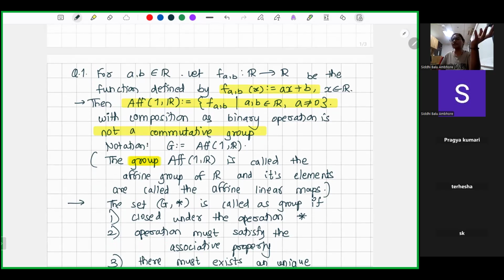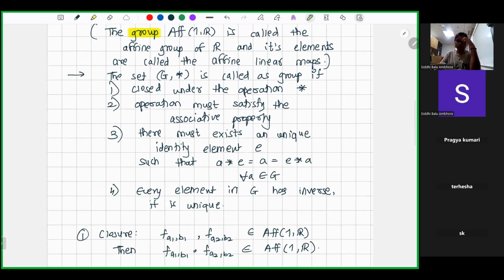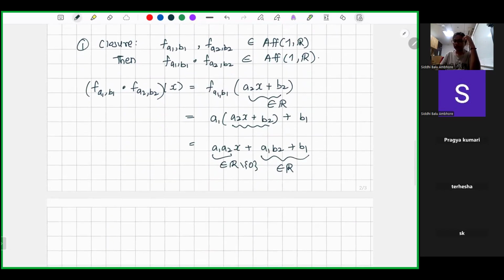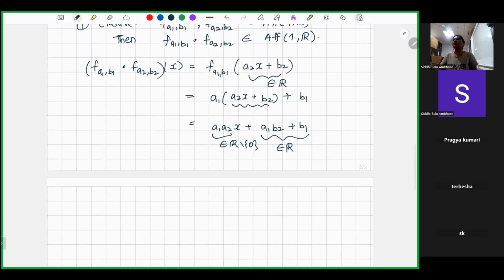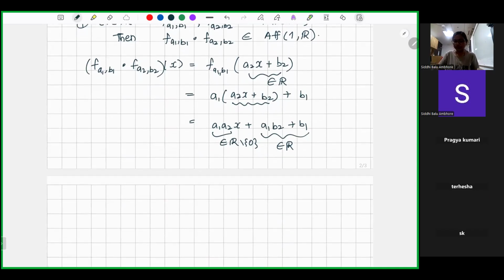The way we have defined here, this is not a commutative group. So the question is whether the affine group is non-abelian. That's what we have to prove here, that it is not abelian, that is, it is not a commutative group. When we say something is a commutative group, we are talking about whether it's abelian or not. So yes, it is a non-abelian group, and that's what we are going to prove.